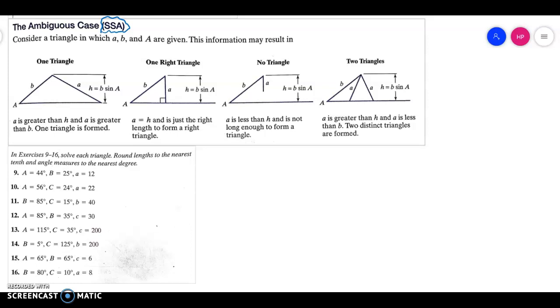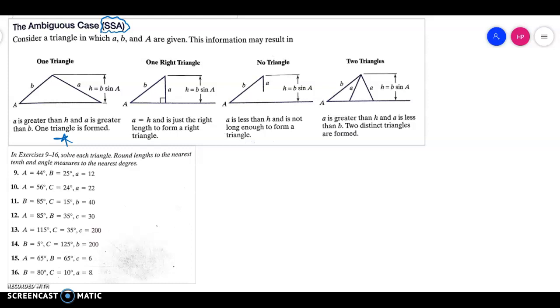The ambiguous case we can practice all on its own for one day. Without practicing those, knowing we have some problems that do in fact create just one triangle. So the side length A is greater than the height, and the side length A greater than the other side length B is really what we're focusing on here with just the one triangle.